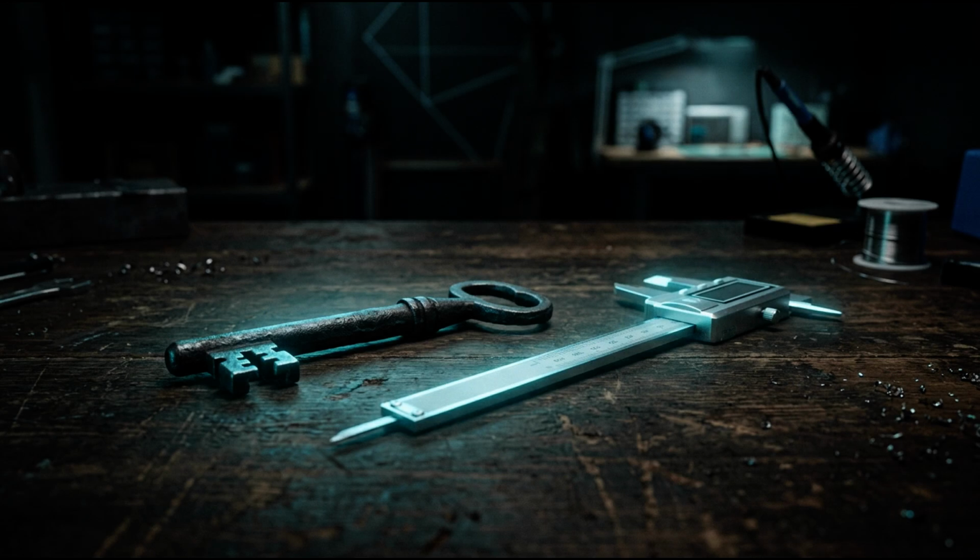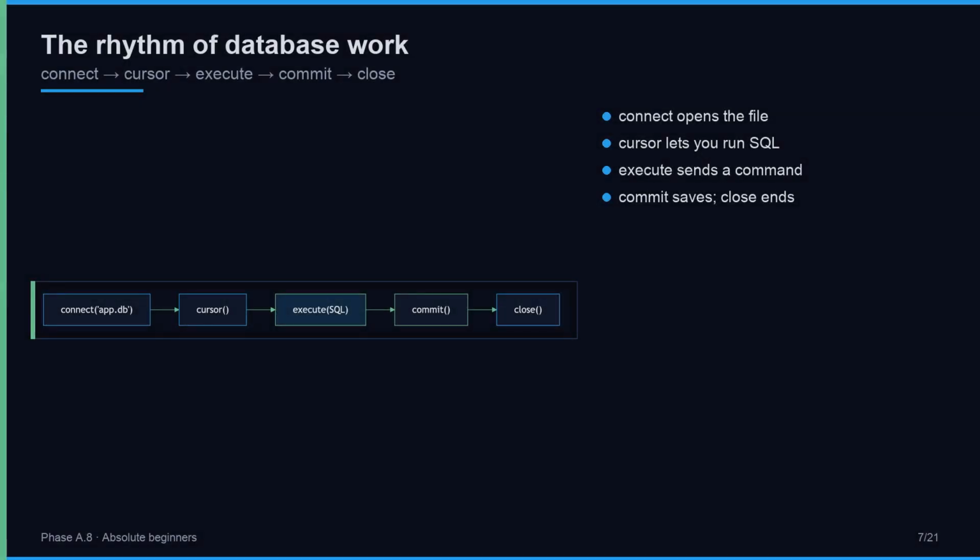Two objects share the work. The connection manages the file. The cursor runs the commands. Together they move your data in and out of disk. Two tools, one job. Working with a database follows a simple rhythm.